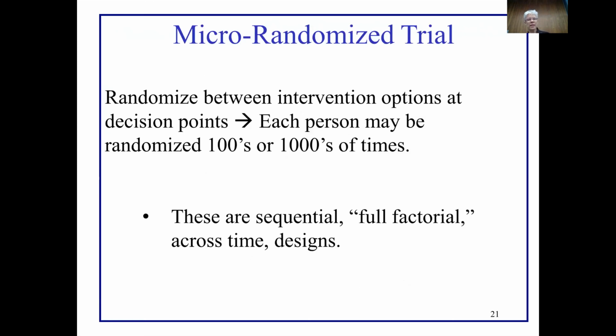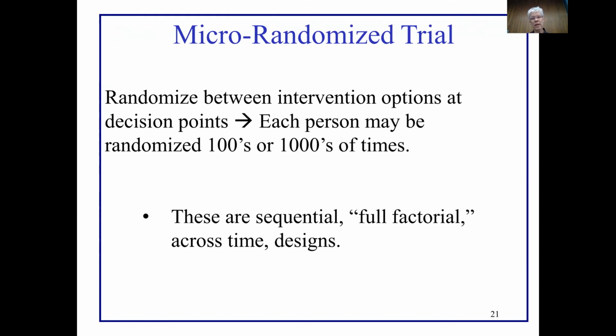Okay, so what happens in a micro-randomized trial? Here, each person is randomized many, many times. Every time they hit a decision point, they get randomized. So in HeartSteps, it's a 42-day study. There's 5 times a day. That means that each person could be randomized 210 times.